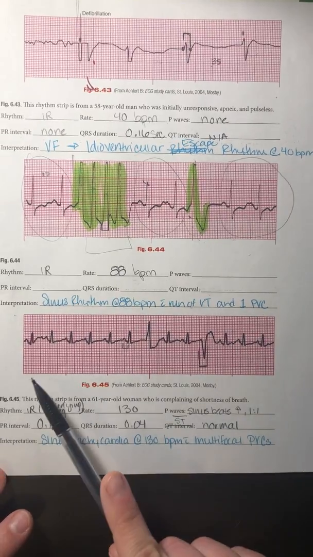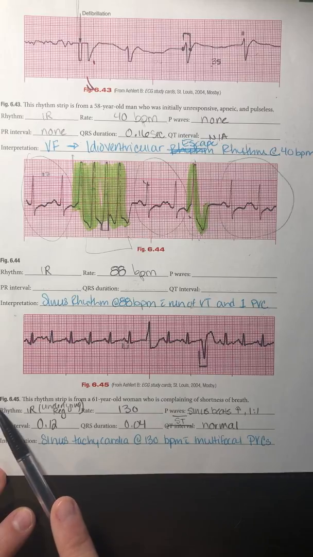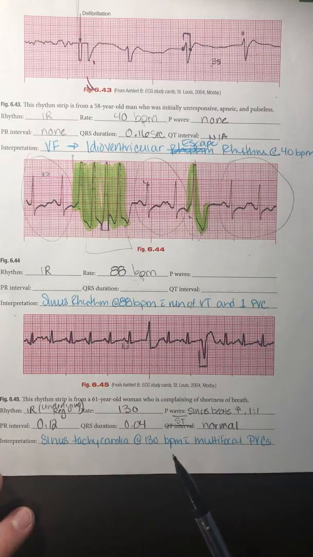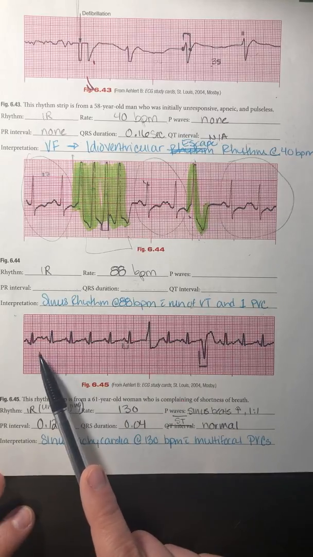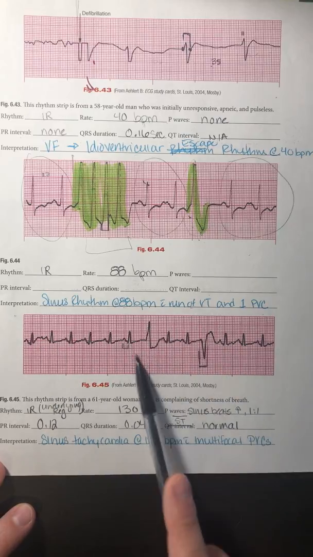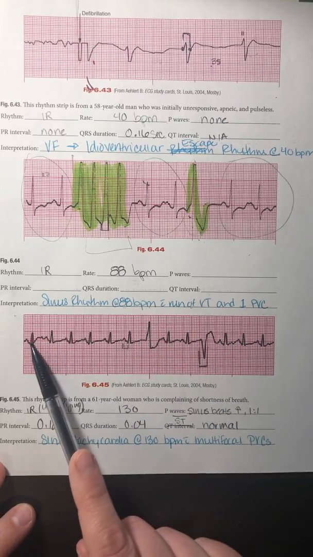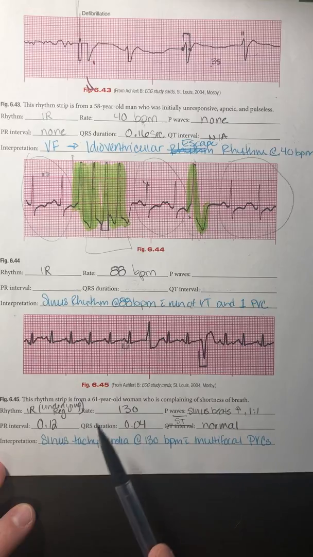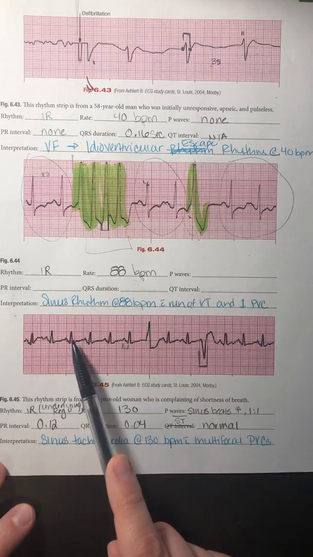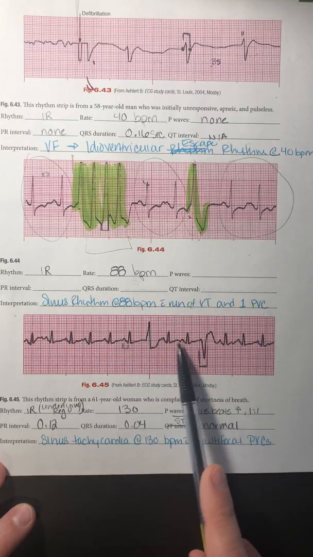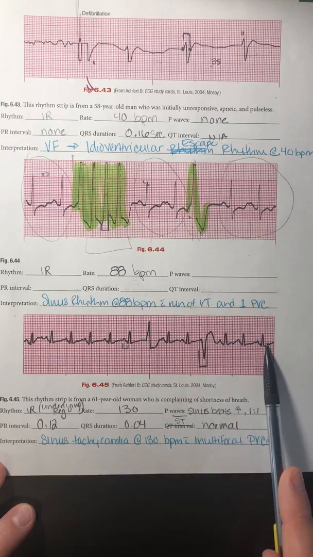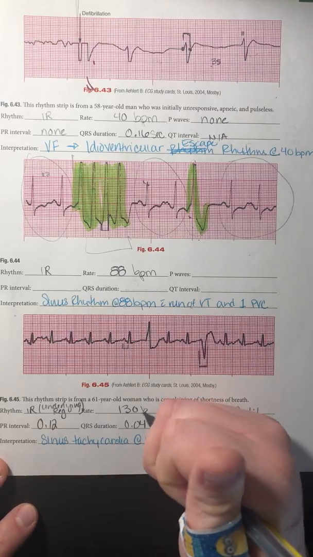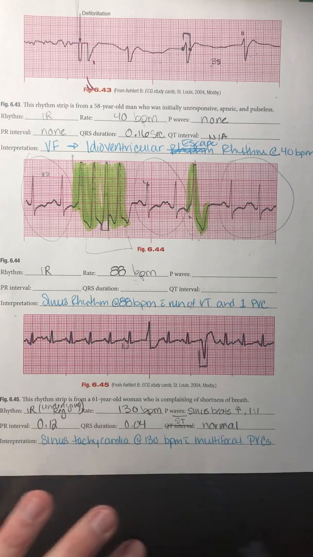Finally, we're going to look at this last rhythm on this page, number 44, figure 6.45. Regular or irregular. It's irregular because of these two complexes over here. My underlying rate is regular. For my rate, I have 1, 2, 3, 4, 5, 6, 7, 8, 9, 10, 11, 12, 13 times 10. Gave me the 130 beats per minute.